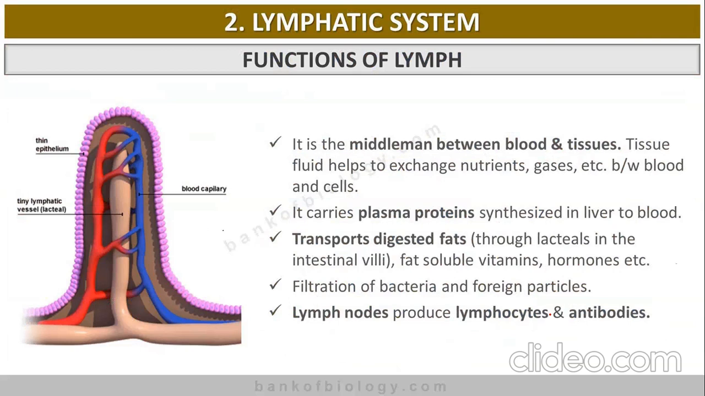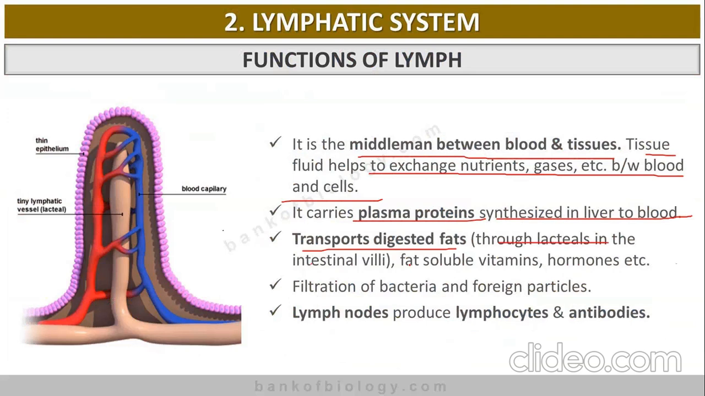The functions of the lymph. Lymph is considered to be the middleman between the blood and tissues. The tissue fluid will help to exchange nutrients, gases, all between the blood and cells. It will carry plasma proteins that are synthesized in the liver to the blood. It will transport digested fat through the lacteals in the intestinal villi, fat soluble vitamins and hormones, etc. The filtration of bacteria and foreign particles is done exclusively by the lymphatic system.